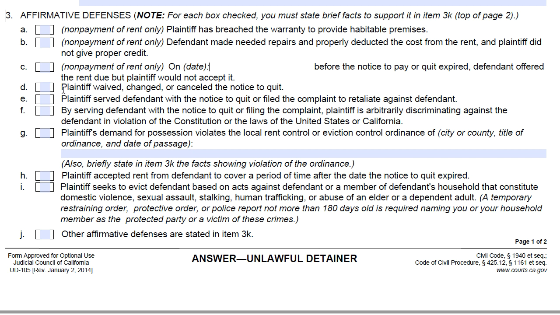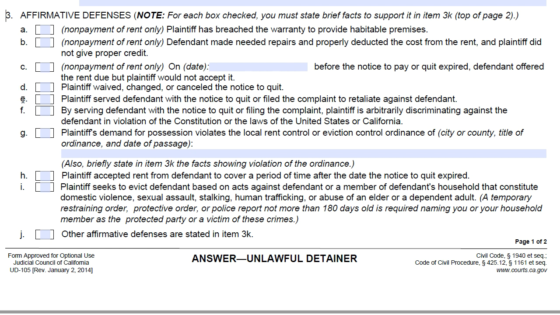Plaintiff, landlord, waived, changed, or canceled the notice to quit. So let's say that they gave you a notice to move and then later they gave you a letter saying that we're not going to enforce that notice to move. Then you would mark D.